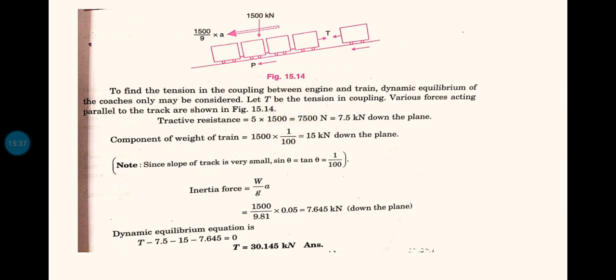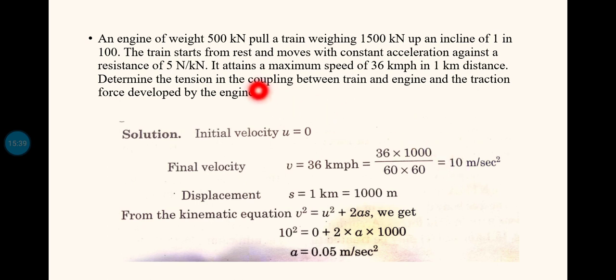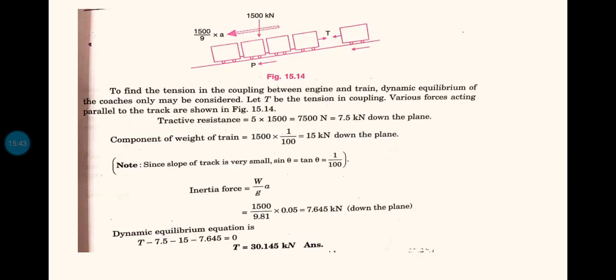Remember, since the unit here is given as 5 Newton per kilonewton, for each kilonewton, 5 Newton tractive resistance will be there. That's it. So 5 into 1500, totally 7500 Newton resistive force will be there. Converting into kilonewton, it is 7.5 kilonewton down the plane. So component of weight is equal to 1500 into 1 by 100, that is 15 kilonewton down the plane.